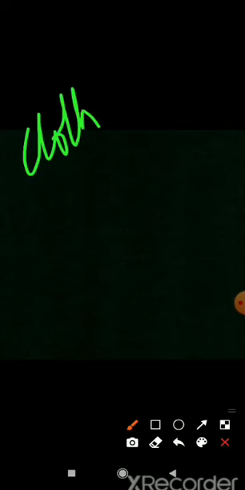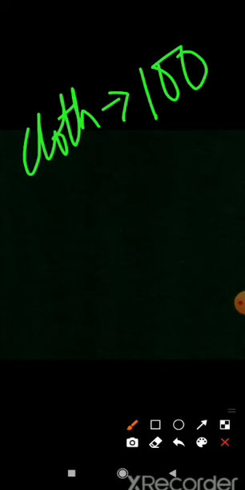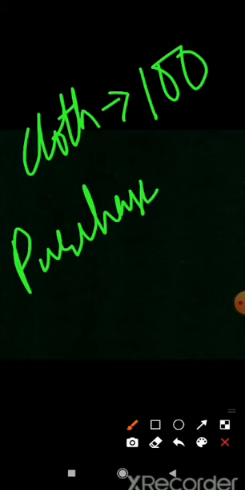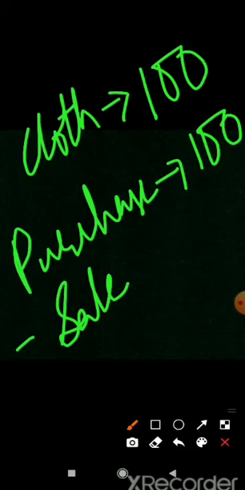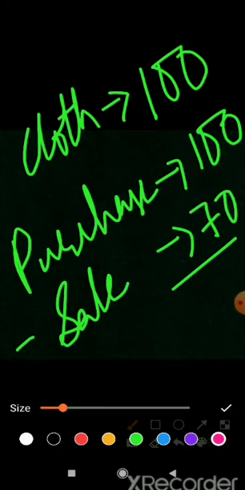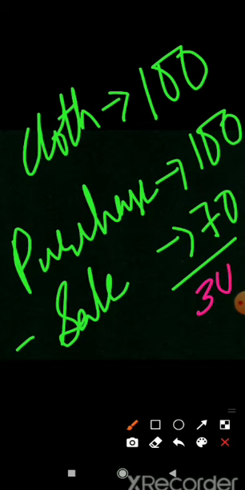Let's say I have a clothes shop, and in this clothes shop, let's say I bought 100 dresses. What is this? This is my purchase. So I purchased 100 dresses when I started the business. Out of these 100 dresses, I was able to sell, let's say, 70 dresses only. So I am left with 30 dresses at the end of the year. This is left in my shop. So this is my closing stock for that year.